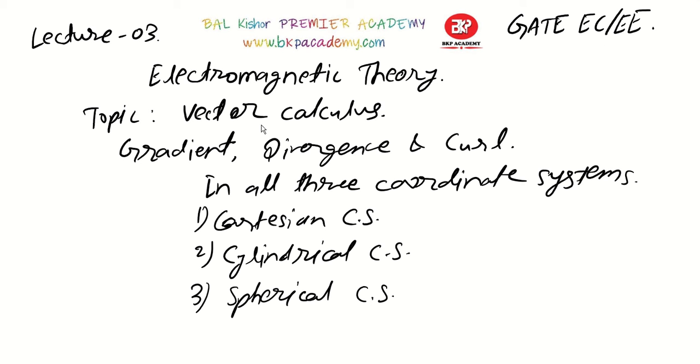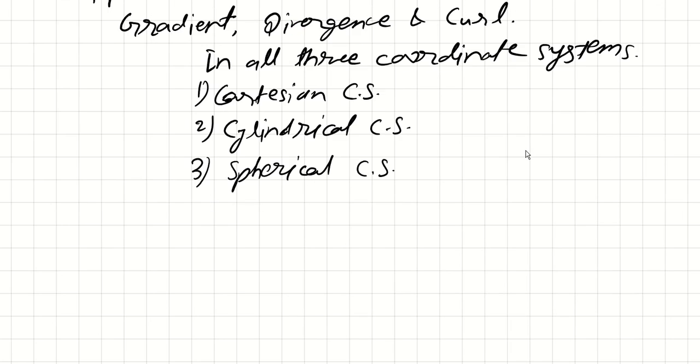We will be seeing vector calculus in this lecture. So vector calculus basically we will be focusing our lecture into gradient, divergence and curl, and these three quantities we will be finding in all the three coordinate systems: Cartesian coordinate system, cylindrical coordinate systems and spherical coordinate systems. So first let us start with gradient.